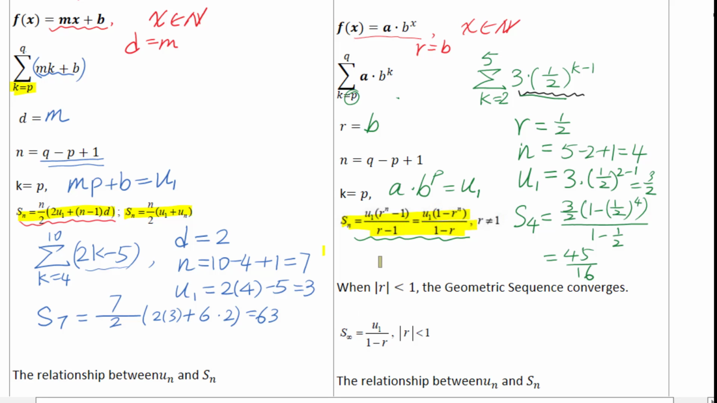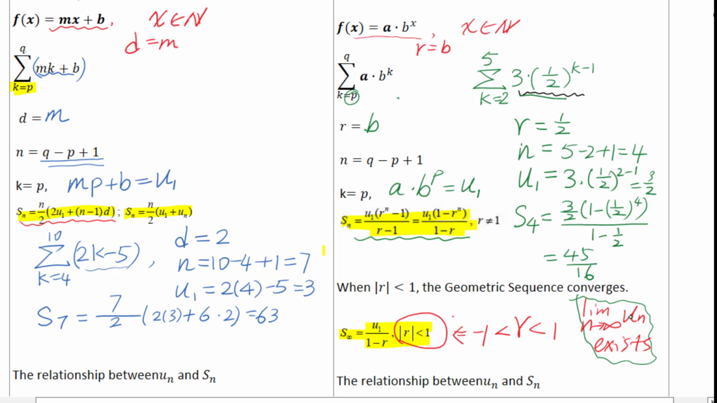Also for geometric series, we have the formula for the sum of the infinite geometric series. When the absolute value of the common ratio is less than 1, S sub infinity equals U sub 1 over 1 minus R. Remember, only when the absolute value of the ratio is less than 1, which means the common ratio is greater than -1 and less than 1, we will use this formula. When the absolute value of R is less than 1, the geometric sequence converges, which means the limit of U sub n as n approaches infinity exists.